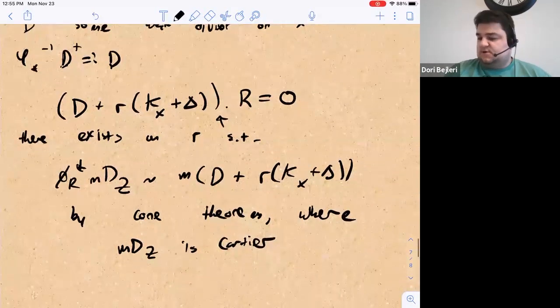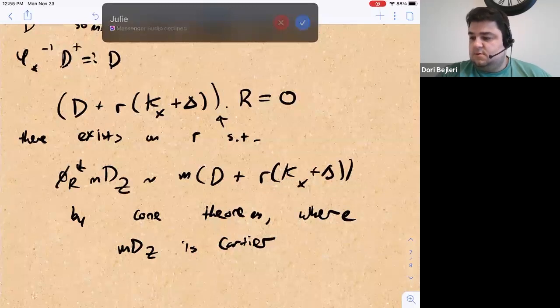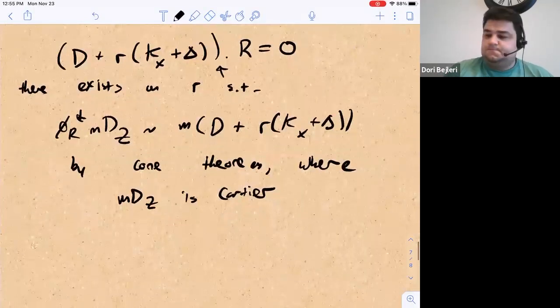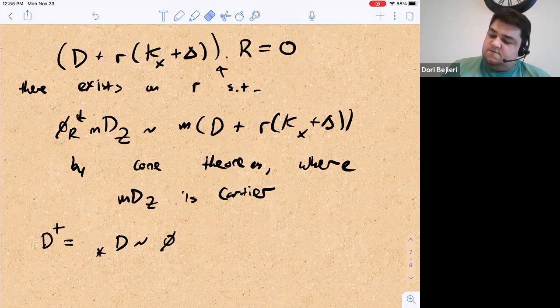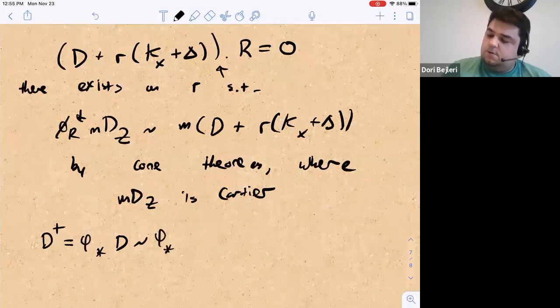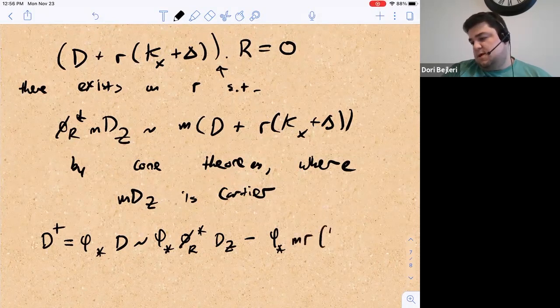Okay, but now we just compare the two sides. And I'll just divide by m and use Q-linear equivalence. So we have that D plus is equal to the push forward of D, which is linearly equivalent to the push forward under varphi of the pullback of D_Z minus the push forward of (M) R (K_X plus Delta).